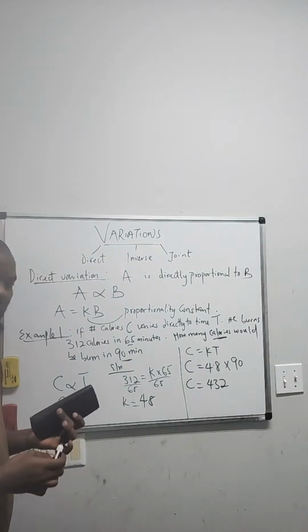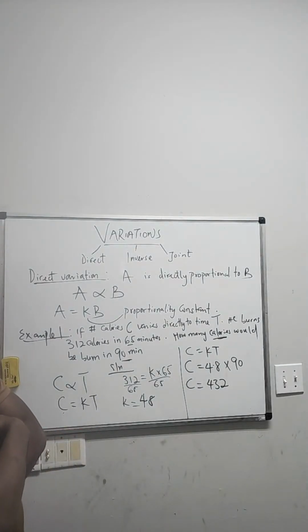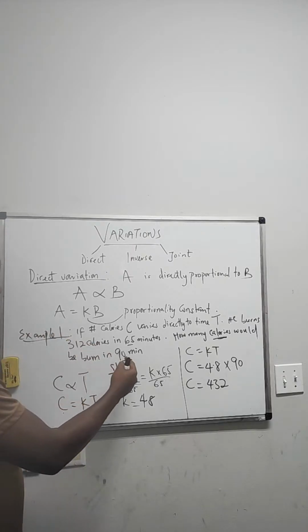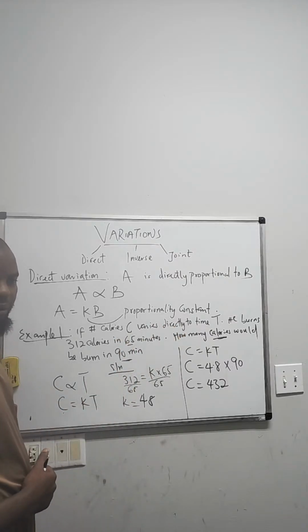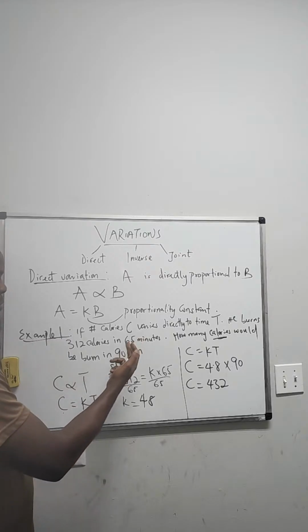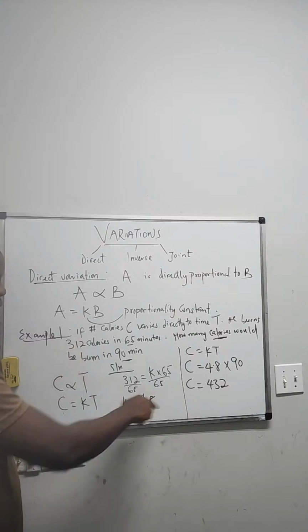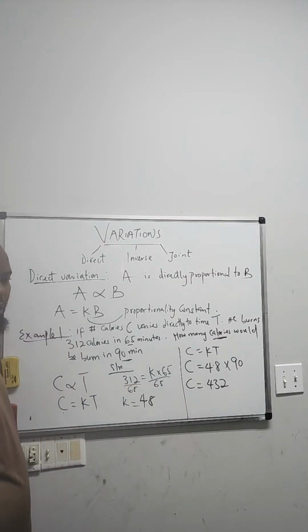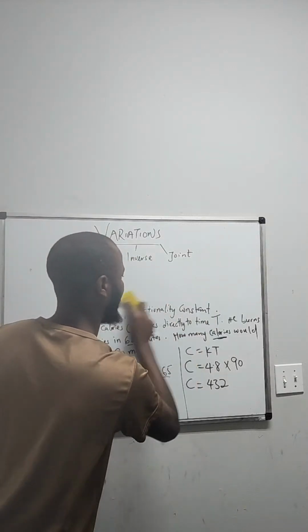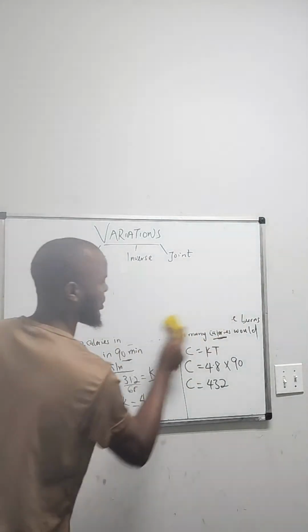432 calories. What can you say about this? That you burn 432 calories if you exercise for 90 minutes. That means the more time you spend exercising, the more calories you burn. You see, when you spend 65 minutes, you have 312. When you increase the time, you burn 432. You understand? Yes. Now I'm going to give you a question to do right now. Read another question.